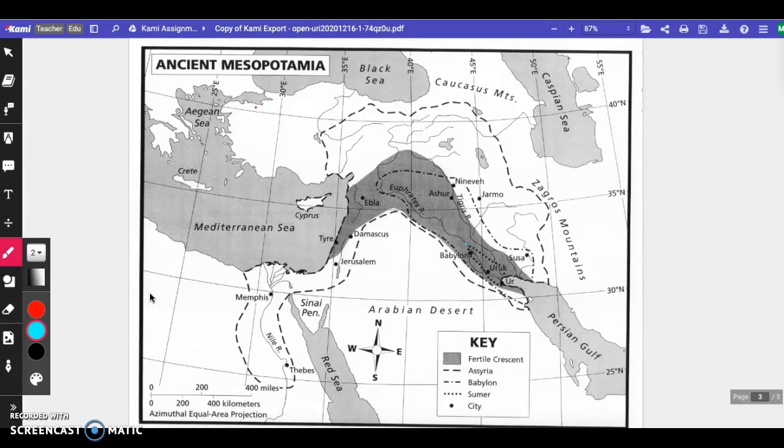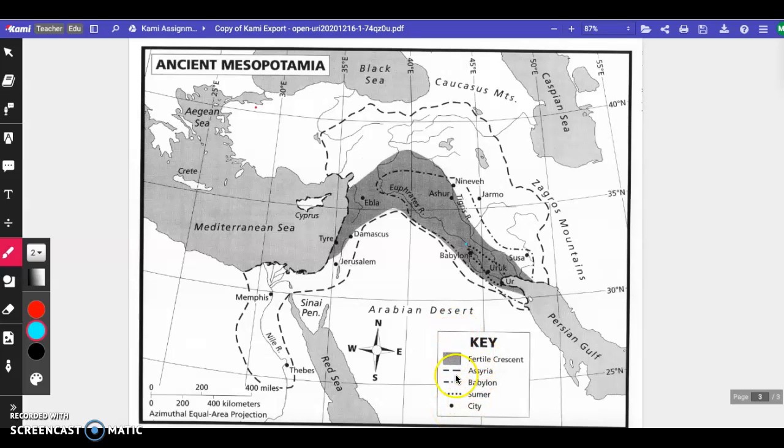First thing I want to point out is the symbols in the map key. This box shows this dark gray region is the Fertile Crescent. You'll read about that in the paragraphs. The dotted and dashed lines show different regions: Assyria, Babylon, and Sumer. And then the solid dot is a city.